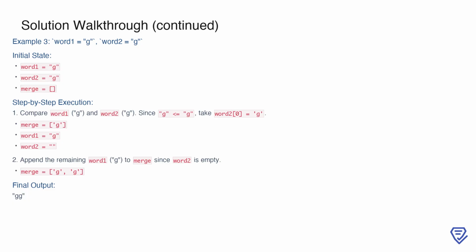For the third example, both word 1 and word 2 are G. Starting with an empty merge, we compare the two strings. Since G is equal to G, we can choose to take the first character from word 2, which is G, and add it to merge. Now, merge contains G, and word 2 becomes empty. Since word 2 is now empty, we append the remaining word 1, G, to merge, giving us G, G. The final merged string for this example is GG.